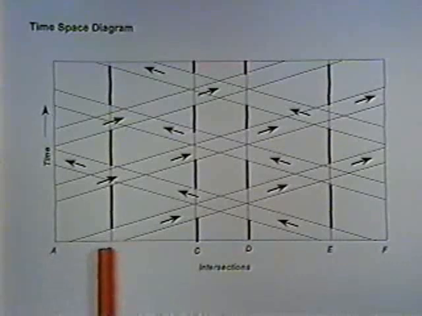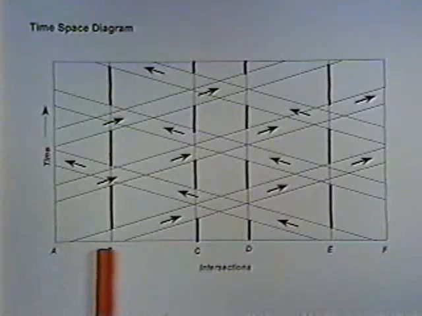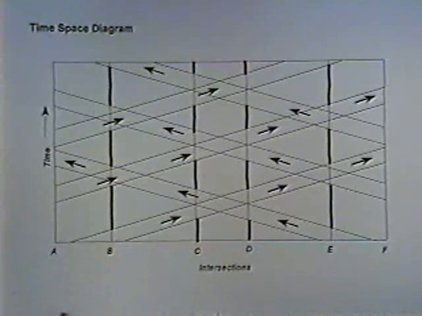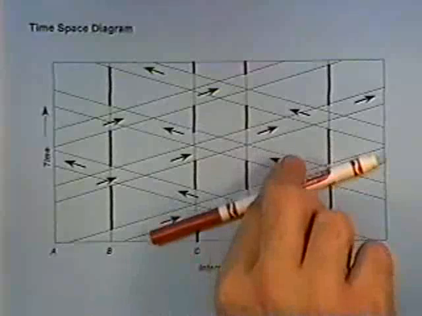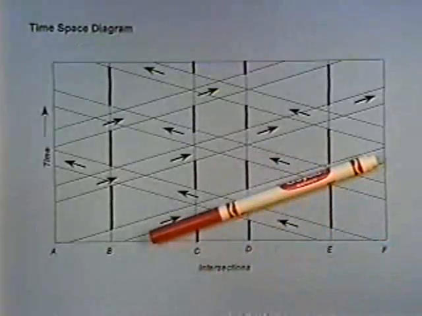On each of the vertical lines, you'll notice there's a thick black line and a thin black line. The thick black line represents when it's red, the thin line represents when it's green. And the slope of these diagonal lines, I'll lay my pen on my drawing, the slope of that line represents the speed at which people are moving along the street, distance and time.